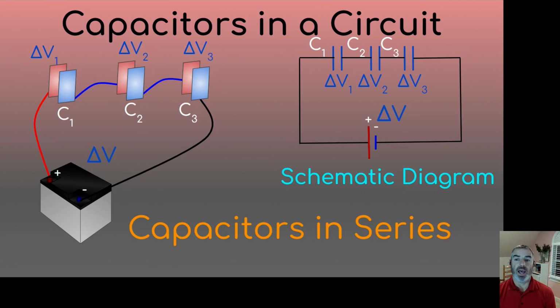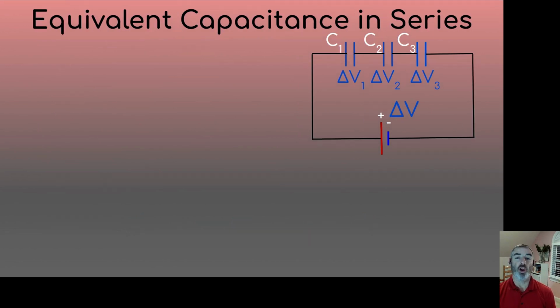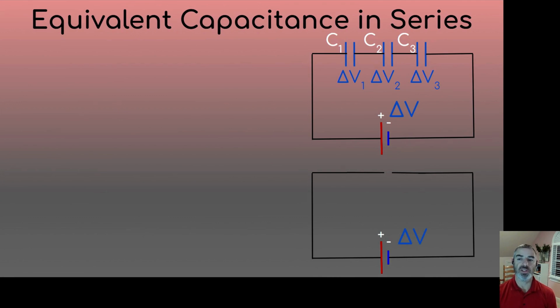Now, we're going to talk about equivalent capacitance. Equivalent capacitance means those three capacitors set up in series are equivalent to setting up a single capacitor by itself in a circuit. So we're going to learn how to calculate the equivalent capacitance of a series circuit. We're going to start by using the capacitance equation, which is C is equal to Q divided by delta V.